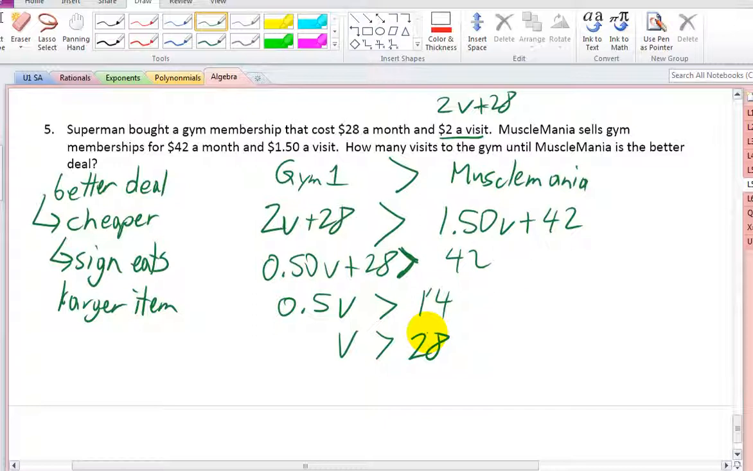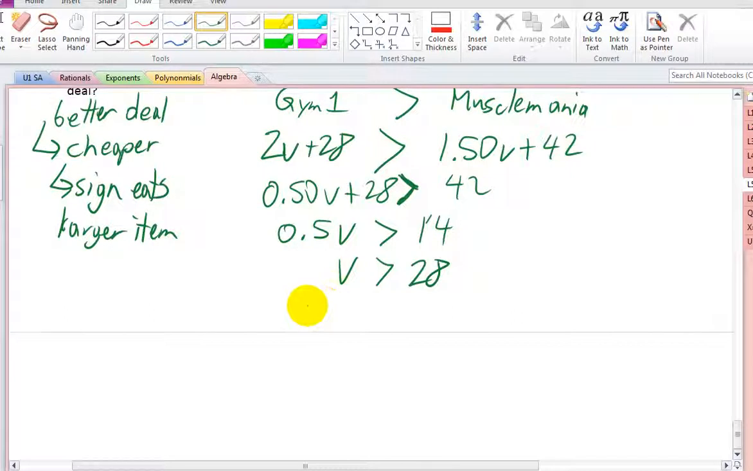Herman. After 28 visits to Gym 1, Muscle Mania would be cheaper. Great answer. So he said after, or you can say more than, right? I didn't hear what you say. I wasn't listening. I don't always just call out. I don't listen. I'm asking. Okay, so after 28 visits, Muscle Mania is cheaper.